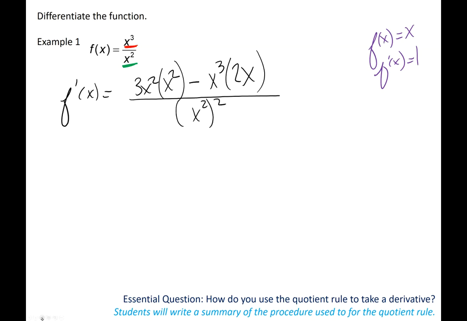So let's track what happens so you guys can see it when you go back to this for homework. So red derivative, red original. Green original, green derivative, green squared.